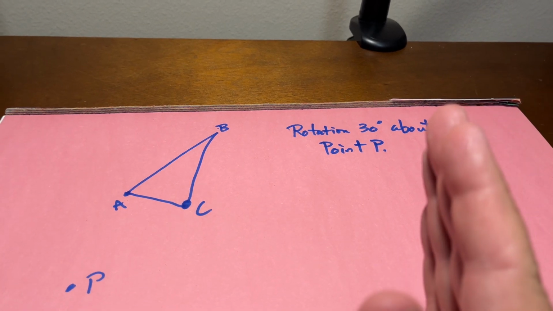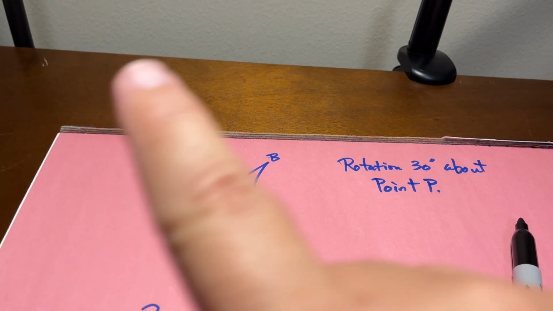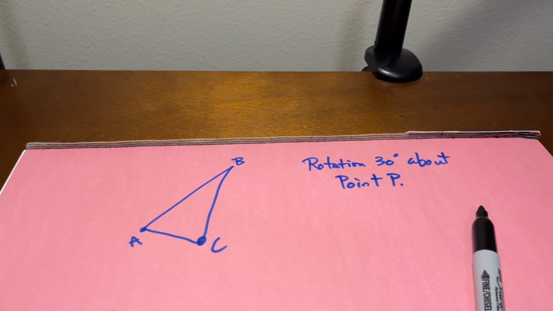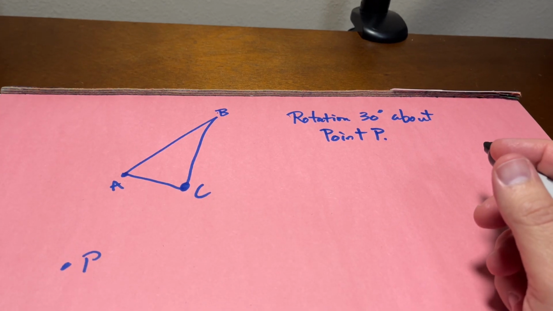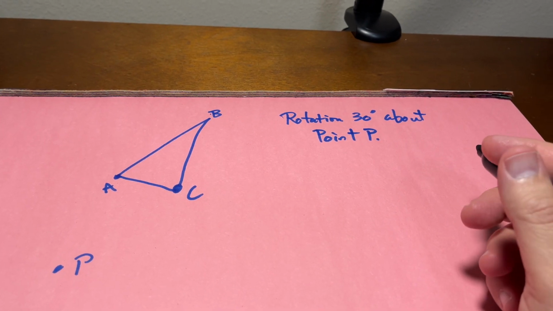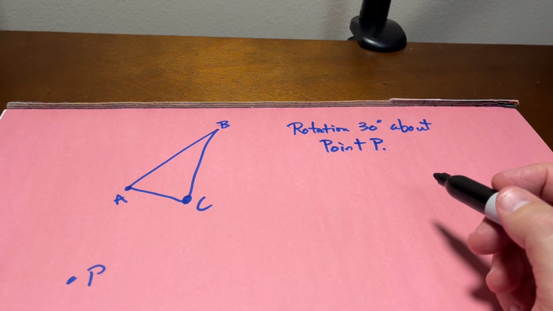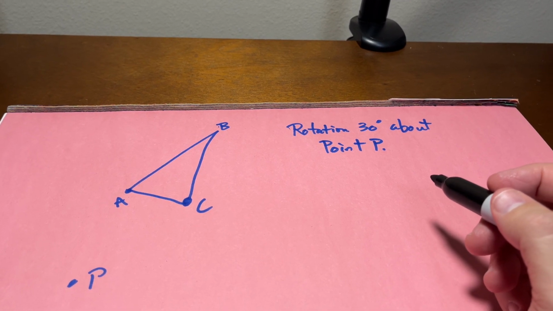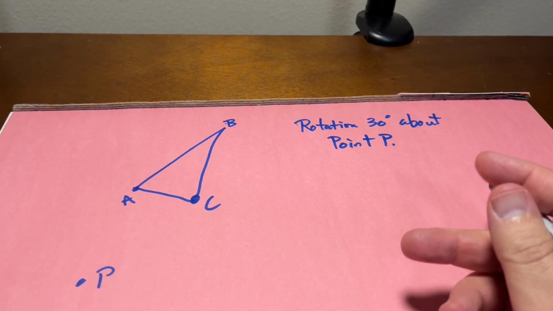So counterclockwise is that way. Clockwise would be this way. So if it's a positive 30 degrees, that's counterclockwise. But I noticed that the book at Pace High School just explicitly says counterclockwise. So that's definitely what we're going to do here. So just pretend like it says counterclockwise.